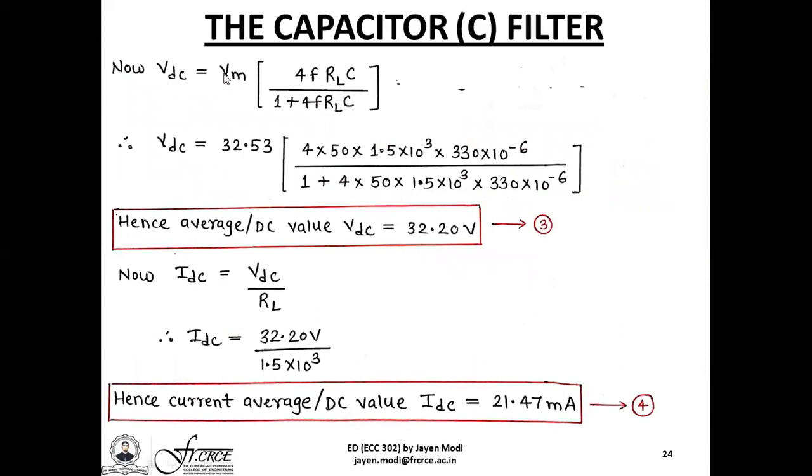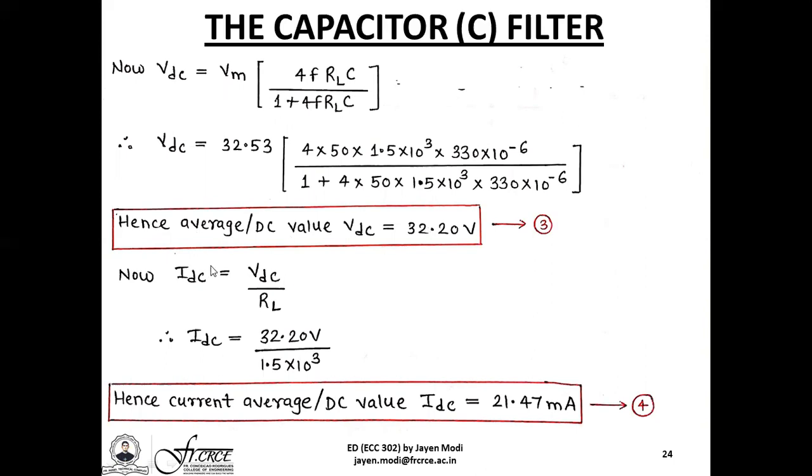So the DC voltage here is VDC is equal to VM, brackets open, 4 into F into RL into C, divided by 1 plus 4 into F into RL into C. Since you need to calculate this, it is always beneficial to show one single step working, because once you lay out all these terms, entering the value onto the calculator becomes a very easy task. So this gives the average or the DC output voltage value as VDC is equal to 32.2 volts.